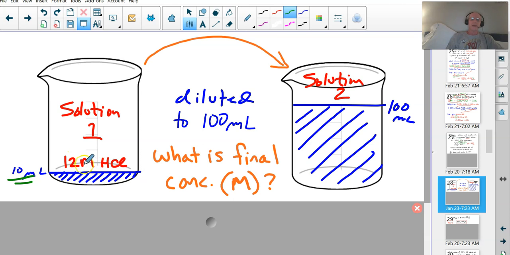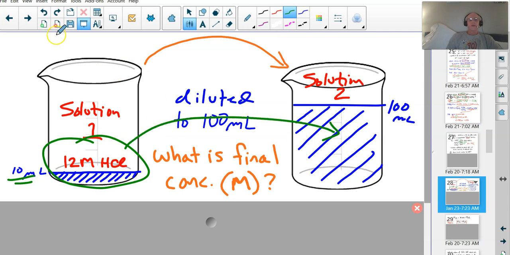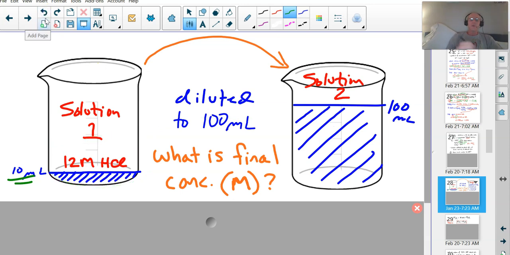So we could do m times v and get the number of moles here on the left. And then we're going to dilute that by a factor of 10, so we end up with 100 mils of the same thing. Now notice we've added water. Does the number of moles of HCl change from over here on the left, 10 mils of 12 molar, to over here on the right? The answer is no. HCl remains exactly the same, because the only thing we've added is water.